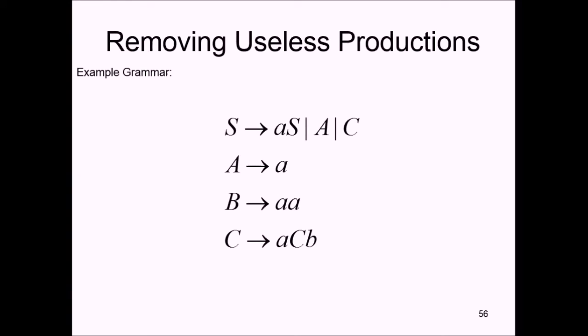Now I am going to tell you about how we will remove the useless production. Here in this question, S tends to AS and S tends to AC. A is tending to small a and B is tending to AA and C is tending to ACB.